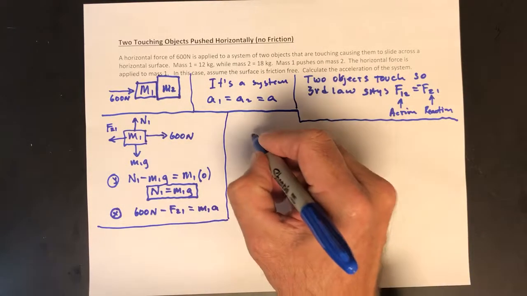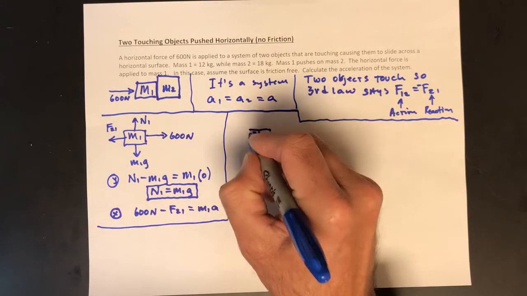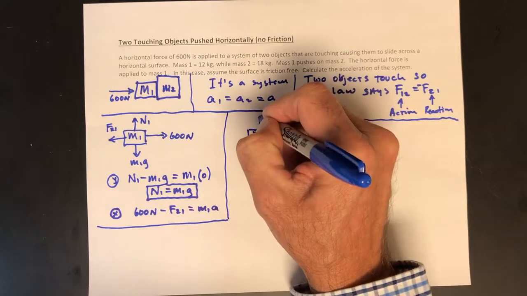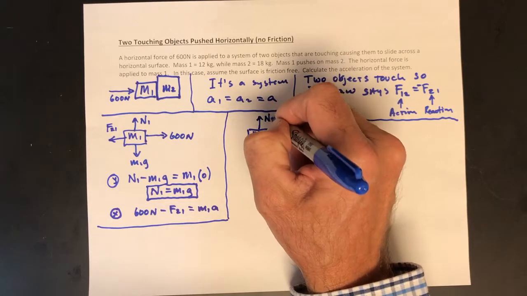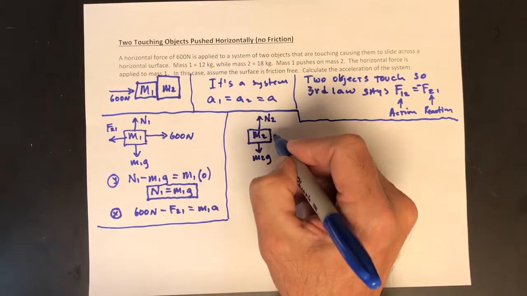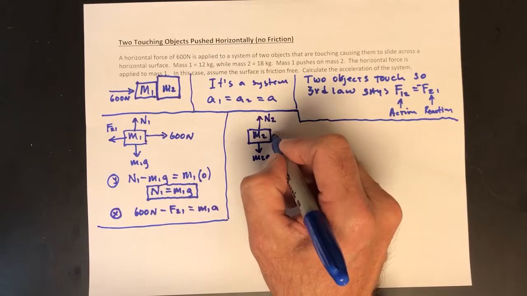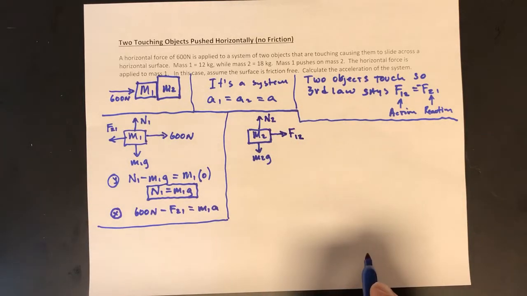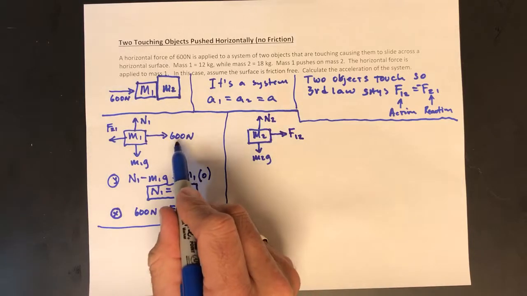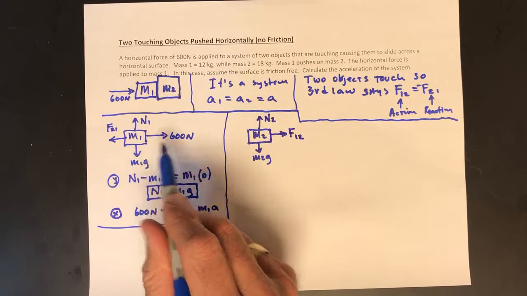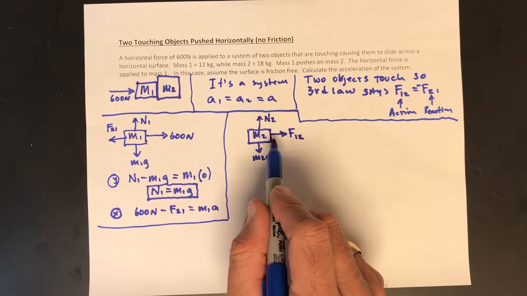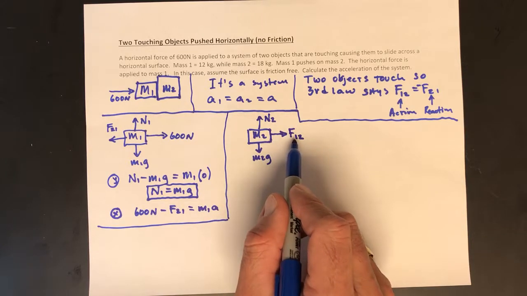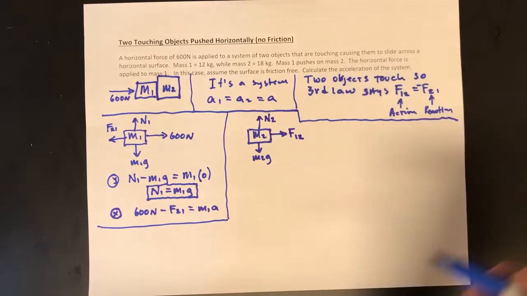So let's look at object 2 now, M2. We know that gravity pulls that down with M2g, and the surface applies an upward force. We'll call that N2. And we know that object 2 is being pushed by object 1, so that would be the force of object 1 acting on 2. And that's it. The 600 Newton force, which is applied to object 1, is not applied directly to object 2, so we can't include it here. The only push on object 2 is the force of object 1 on 2, which we call F12.